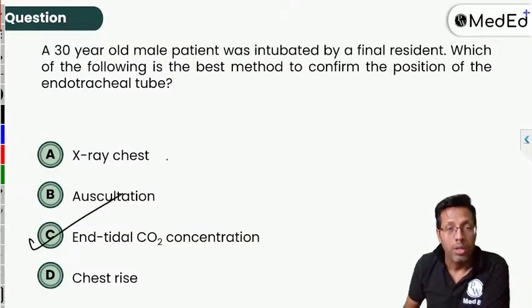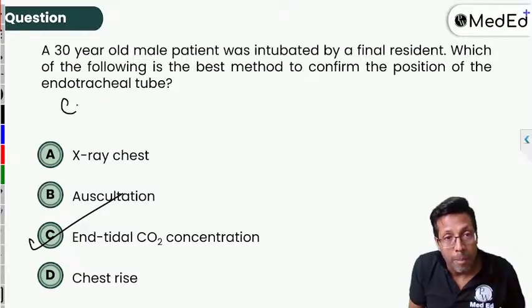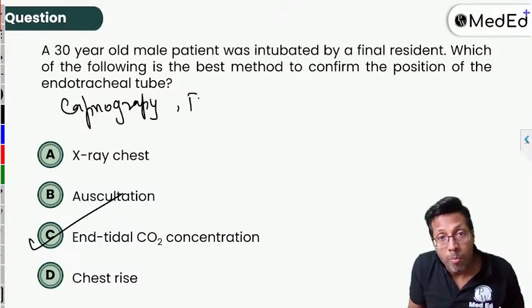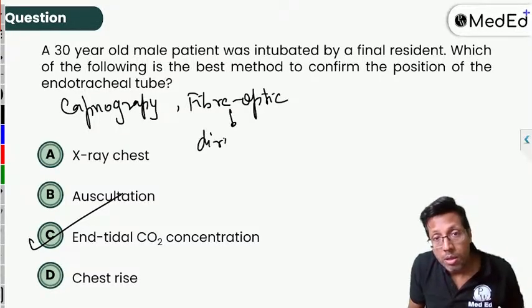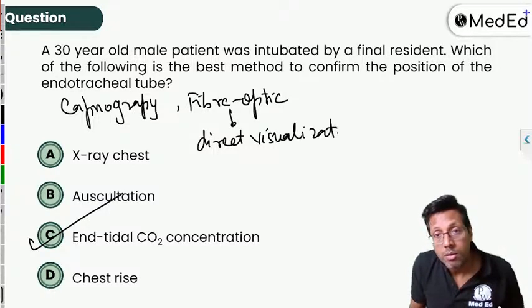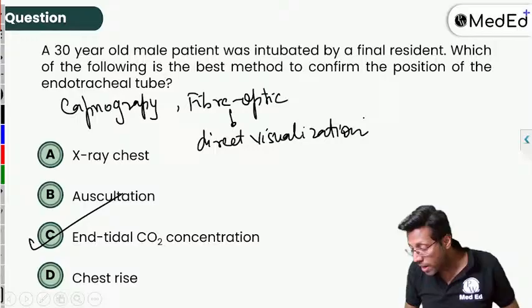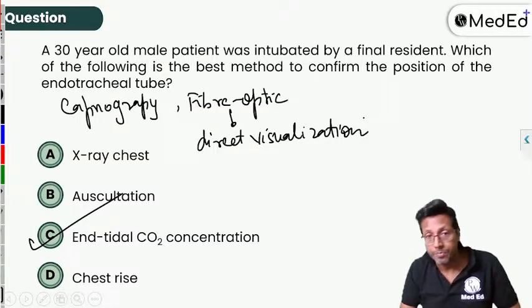Okay, EtCO2. The best method ideally is capnography. And along with capnography, also remember fiber optic is one of the best methods, because fiber optic is nothing but direct visualization on the television. It's a direct visualization, so this is important.